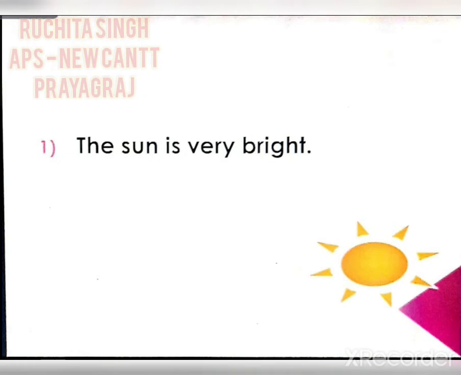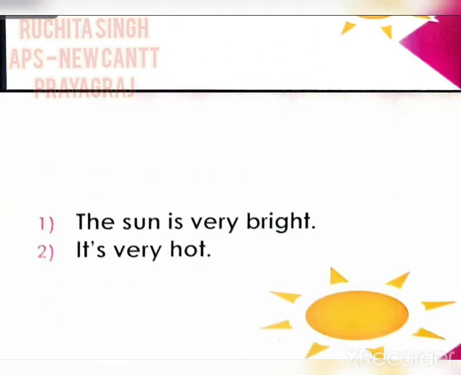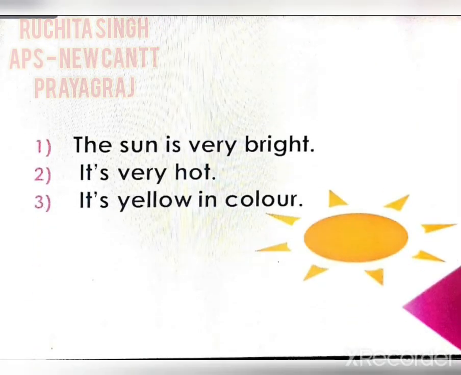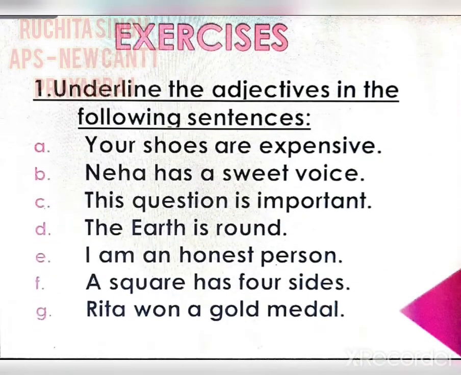Then if somebody tells you to describe a sun, then you can say that it is very bright. Okay children, so bright is a describing word. Then you can say that it is very hot. So hot is a describing word. Then you can also say that ma'am, it is yellow in color. So all these things, bright, hot and yellow, are used to describe a sun.